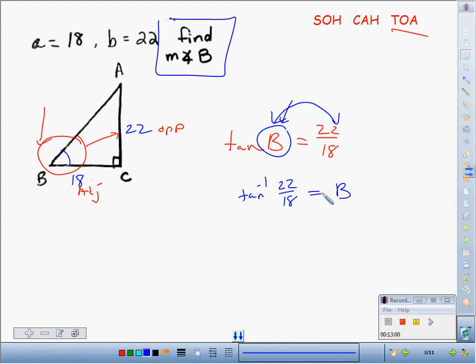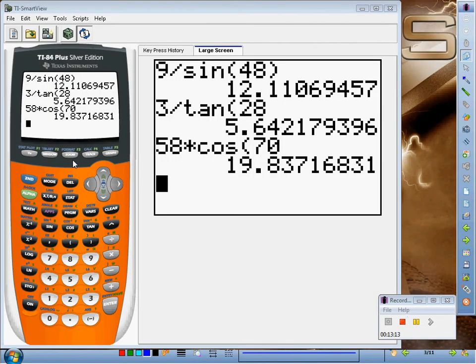So now all we have to do, since B is by itself in this blue equation, is punch that in. So I'll do second tangent to get that tangent inverse, and you have to have the 22 divided by 18 in parentheses if your calculator doesn't automatically put things in parentheses.